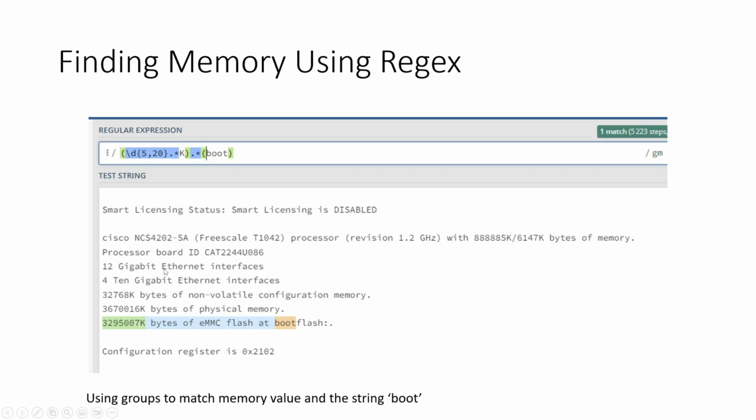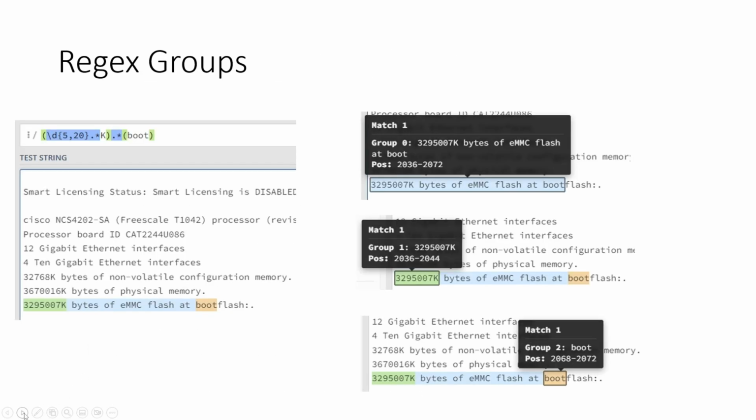3295007K. Then I'll represent a dot star, and that's going to represent any occurrences of any other characters. And then the next group is going to begin with the word boot. So now I've got my regular expression match, and I'm matching the 323.295 million K of memory in boot flash. Now using these groups, we can look at it in Regex 101. On the right hand side, you'll see a little bit more detail of the groupings, and it shows the group numbers, group 0, group 1, and group 2. And we are indeed still matching the memory, and it's 3 separate groups. And the nice thing about this is we can reference those groups specifically, which we'll show you later.